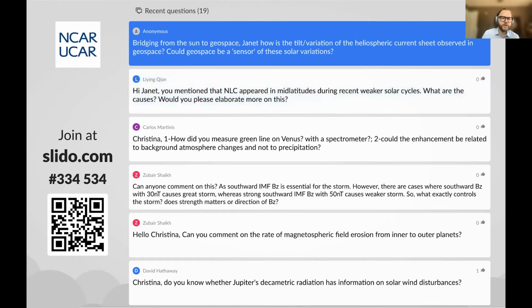Our next question is from Anonymous. Bridging from the sun to geospace, Janet, how is the tilt and variation of the heliospheric current sheet observed in geospace? And could geospace be a sensor for these solar variations?